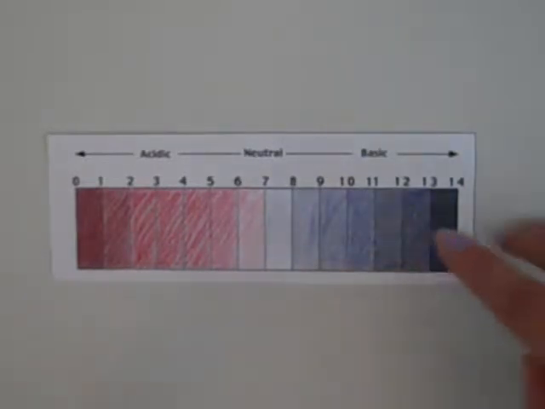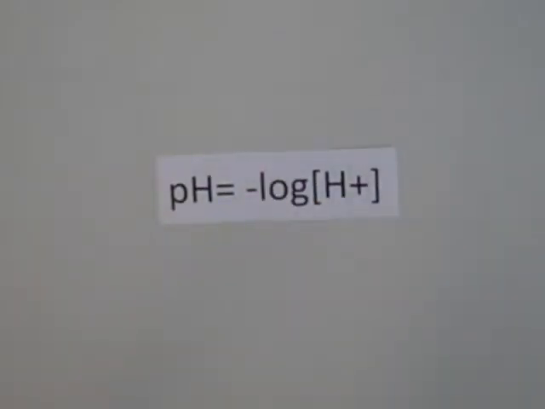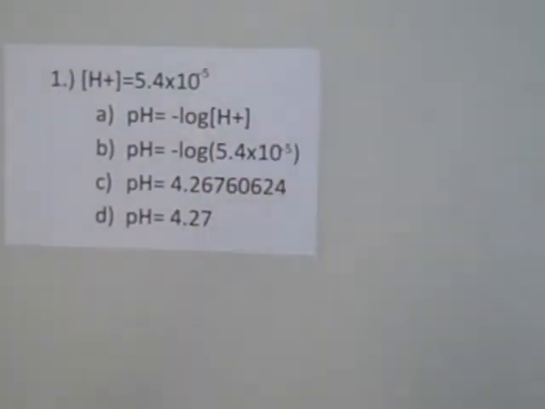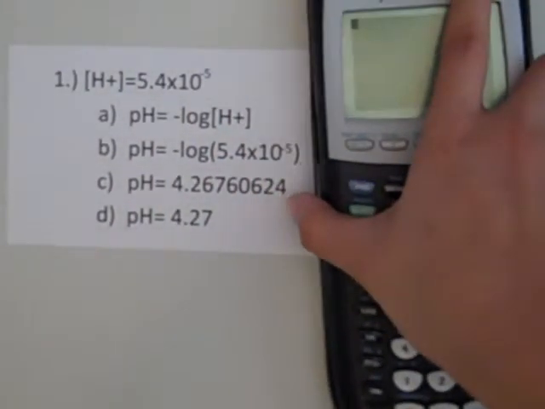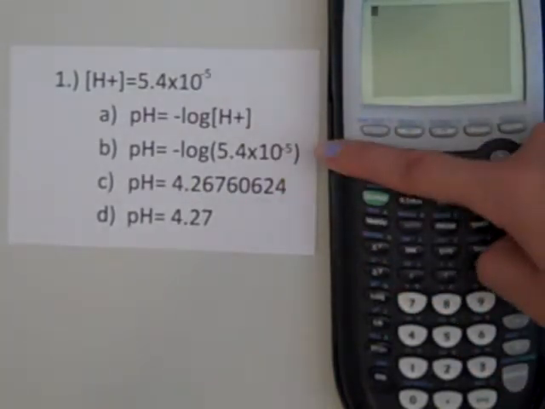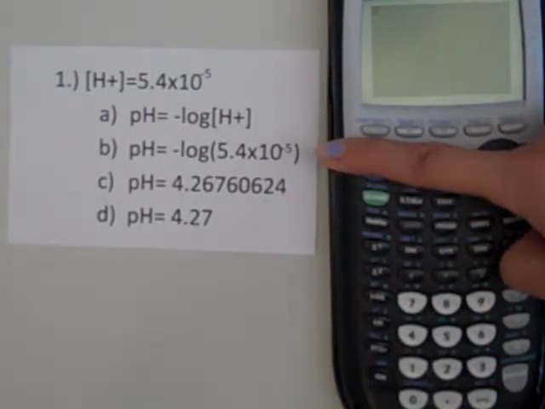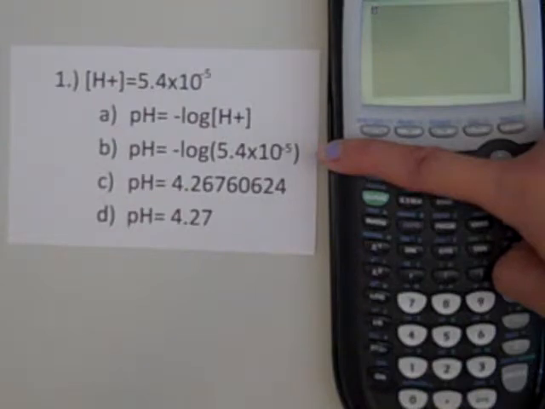are equal. To calculate pH, we would use the equation pH equals the negative log of the hydrogen concentration. For example, if we are given that the hydrogen concentration is 5.4 times 10 to the negative fifth, we would plug that into the equation, so the pH would be negative log of 5.4 times 10 to the negative fifth.